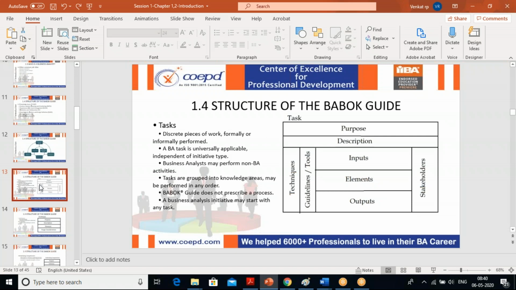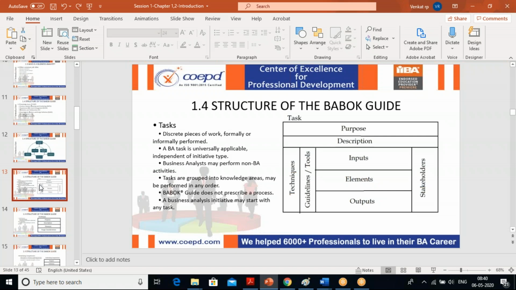Okay, tasks are grouped into knowledge areas, and may be performed in any order. This is what we have been telling you, that knowledge areas are formed because of the combination of tasks. We are getting a knowledge area. And these tasks can be performed based on the context, situations and circumstances.